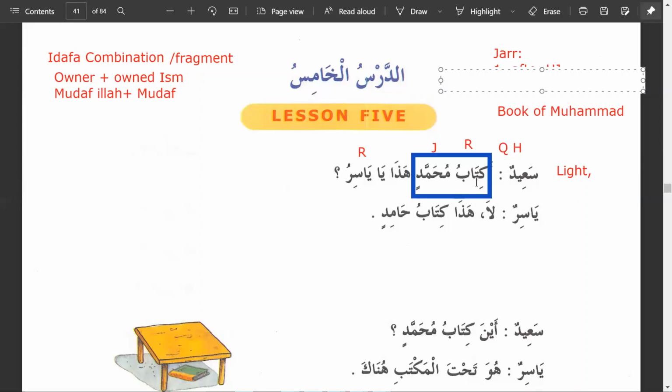Kitabu is mudaf, and for mudaf we have two conditions. Whenever it's an owned ism, there are two conditions. It should always be light and have no alif lam, no al. It should be light and no al.